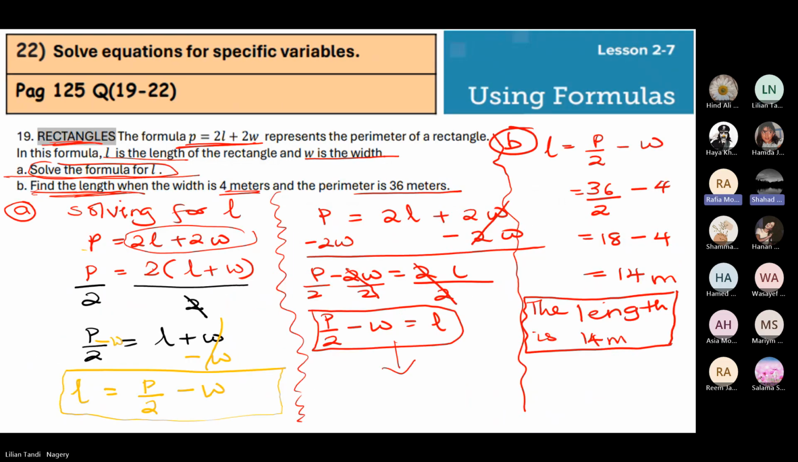Miss, I have a question. Yes. Ask. In part B, it says that we have to find the length. So we take the result that we got from part A, the L equals P over 2 minus W, and we use this formula to solve. Yes, to help you solve. Okay, thank you so much. Okay. Can we move on?